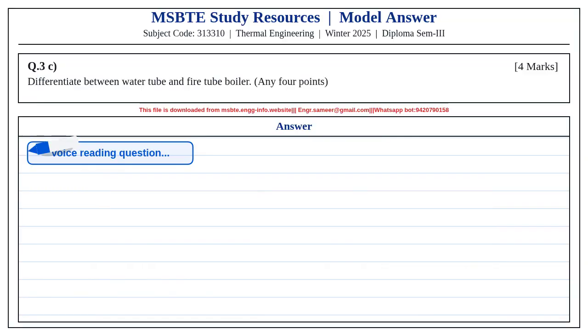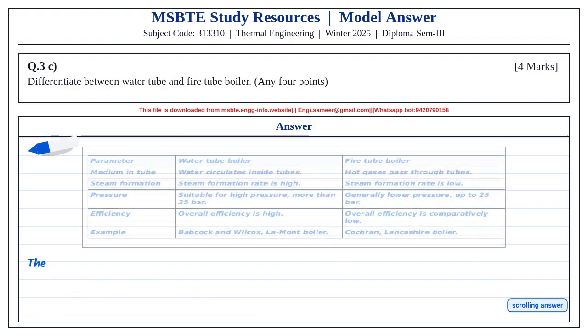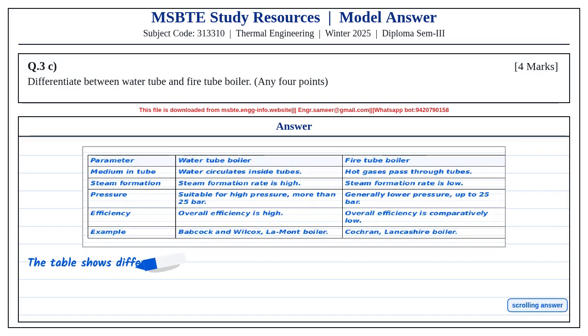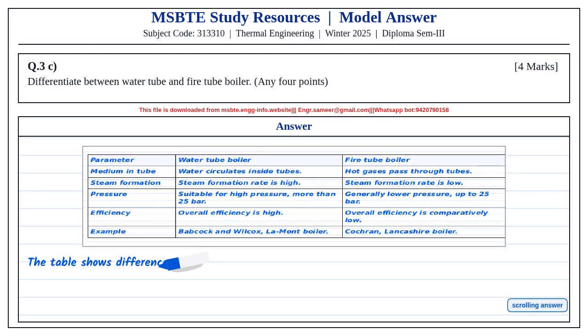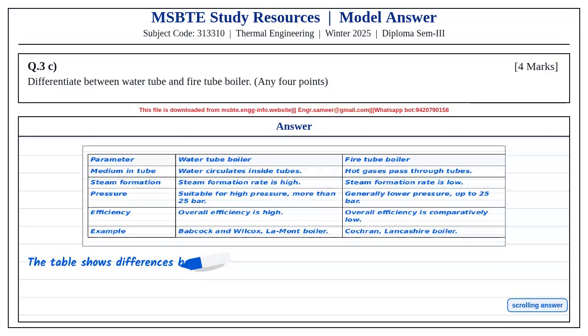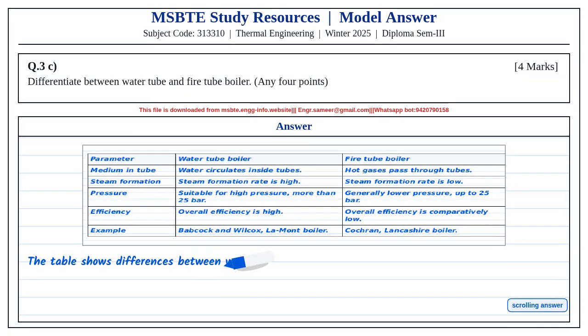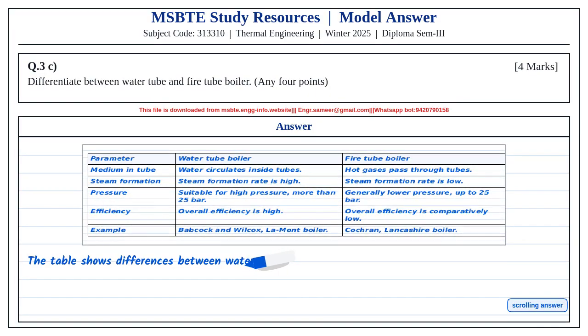Question 3c. Differentiate between water tube and fire tube boiler. See the table carefully. You will have to reproduce this comparison table in the exam. Observe the columns: parameter, water tube boiler and fire tube boiler. Focus on medium in tube, steam formation rate, pressure, efficiency and examples. Now let us read the answer.